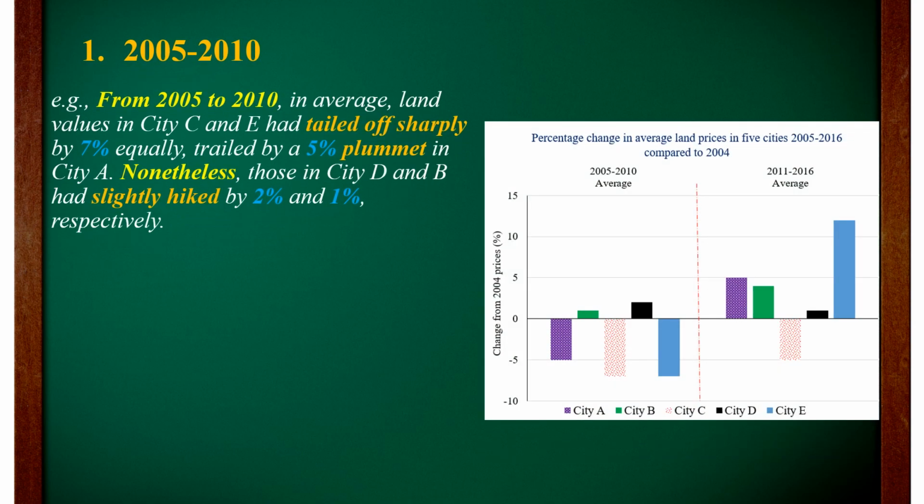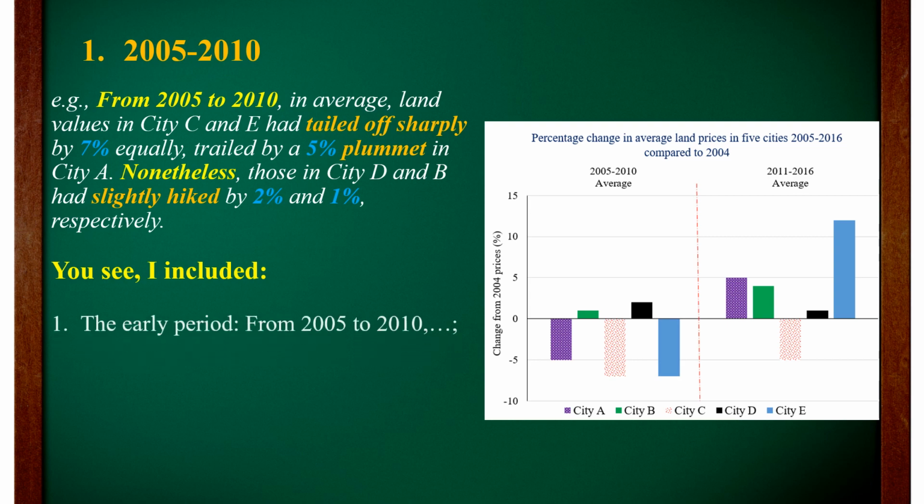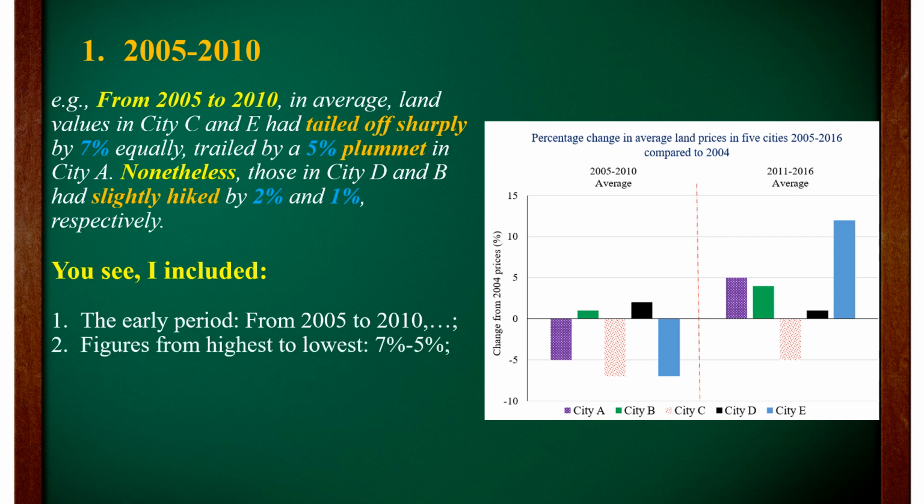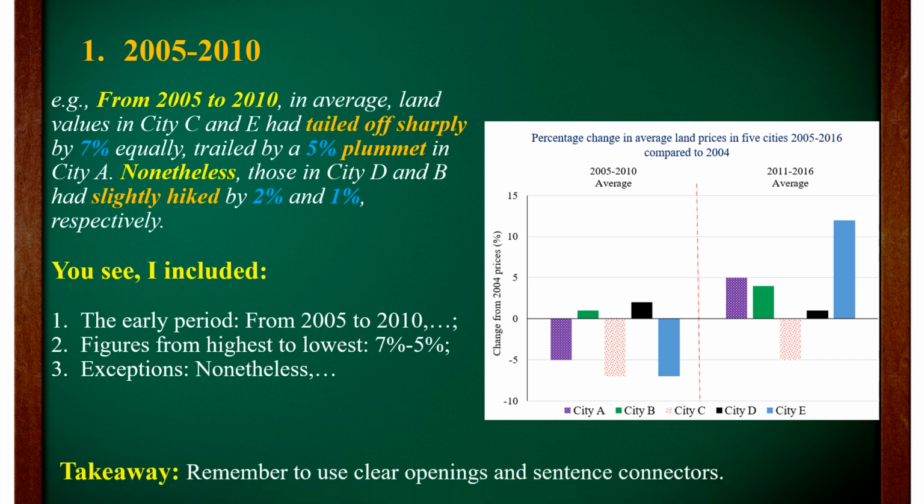The first main feature is the 2005 to 2010 period. Firstly, I use a clear opening, from 2005 to 2010, to inform the reader which data I refer to. Then I presented data of a group of decreasing trend from highest to lowest, in order. As you can see, I described a decrease of 7% in city C and E before moving to a decrease of 5% in city A. After that, I use a sentence connector, nonetheless, to introduce a reverse trend in the other cities, B and D. One takeaway from this section is to remember to use a clear opening and sentence connectors.